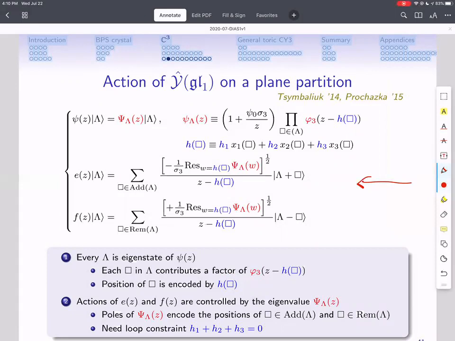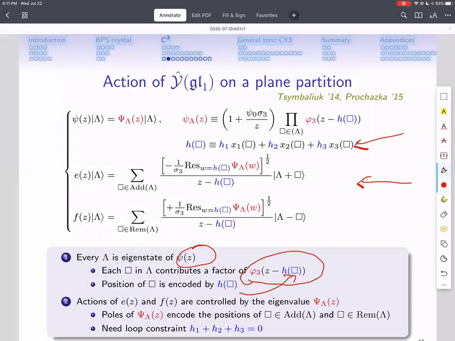So here are the essential features of this representation. Each plane partition is the eigenstate of this family of Cartan generators here. This square means a box inside the plane partition. Each box contributes a factor here, and it's this function shifted by the coordinate. And the coordinate function is defined here.